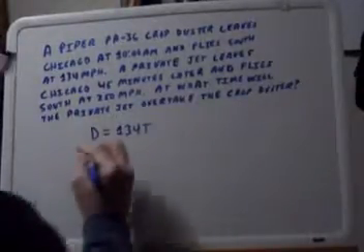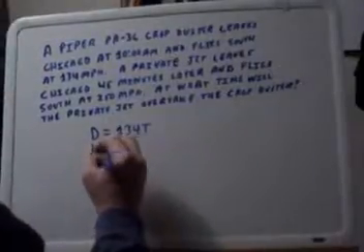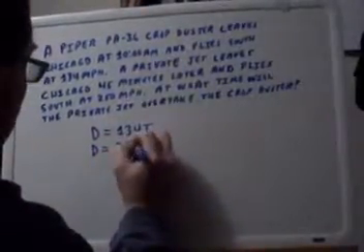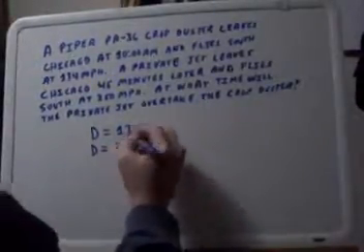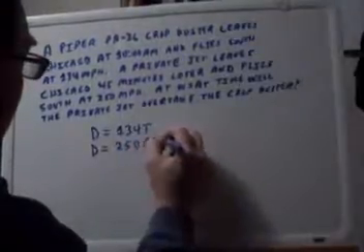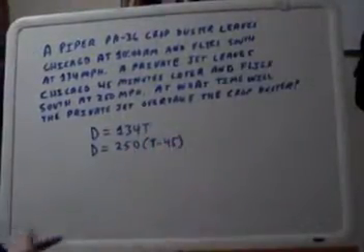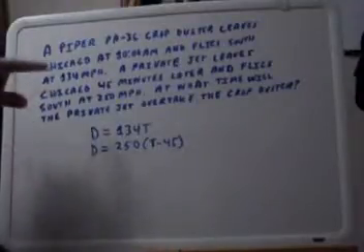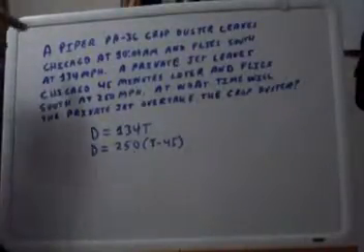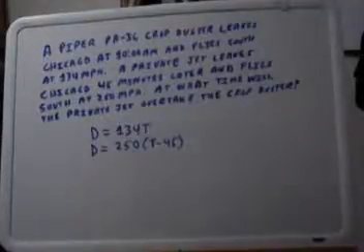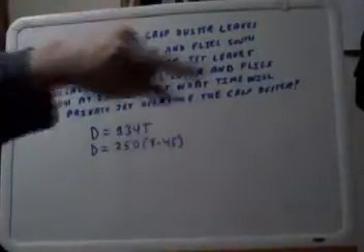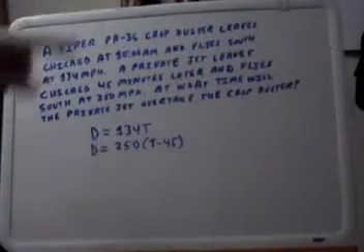Then you're going to have another D, which is 250 times t minus 45. Because remember that the private jet hasn't traveled as much time as the crop duster. Remember, the crop duster left first. So the private jet hasn't been in the air quite as long as the crop duster, even though the private jet is moving faster.